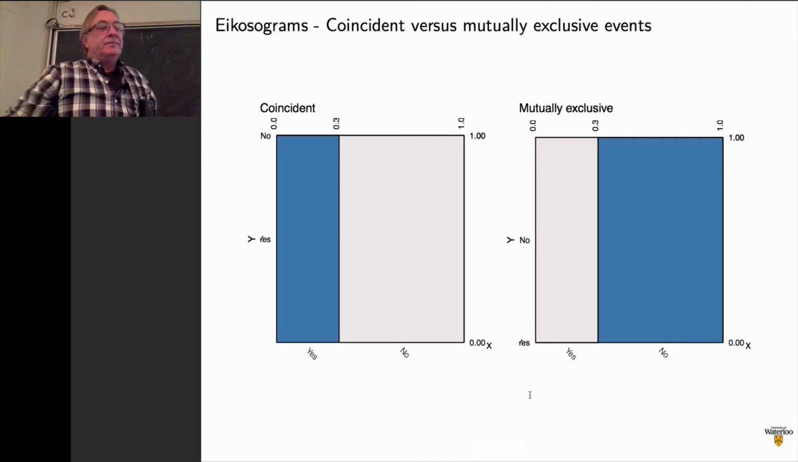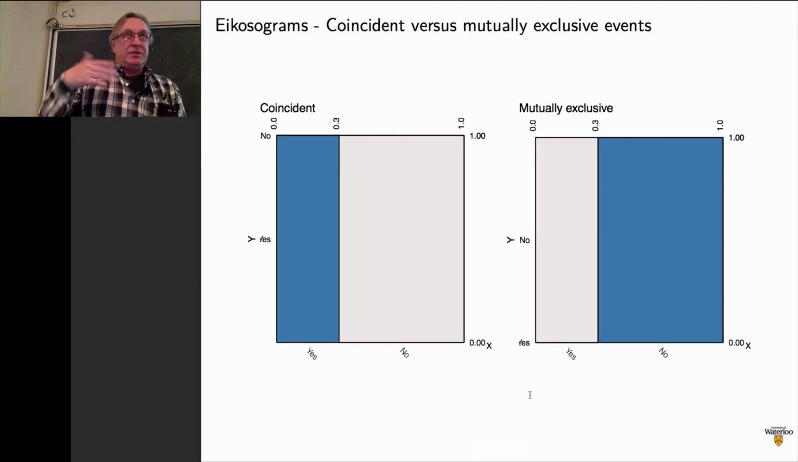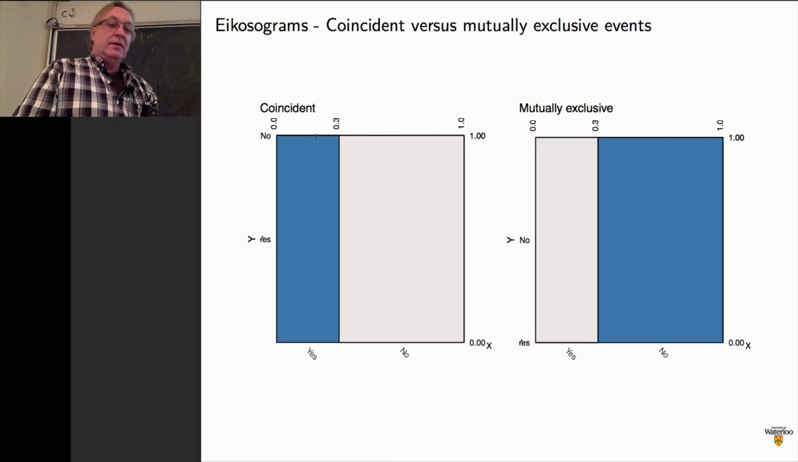So here on the left, we have coincident events. Imagine you've just got an event that happens, yes or no. If X happens, the probability Y happens is 1. Yes, it must happen. If X doesn't happen, the probability that Y happens is 0. X and Y are coincident. They both happen at the same time, or they don't happen at the same time. They're coincident events.